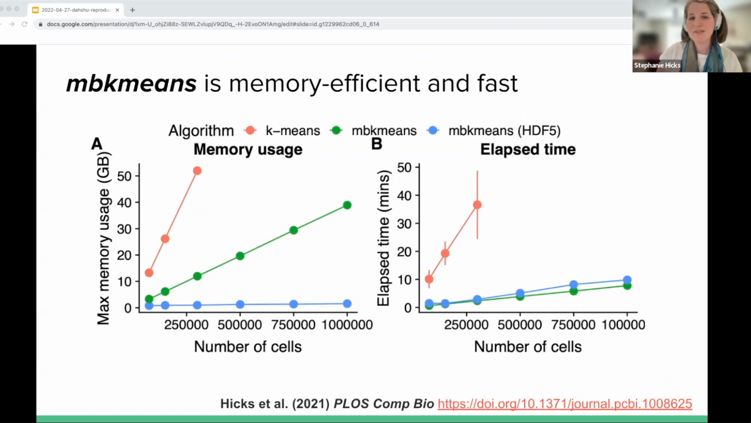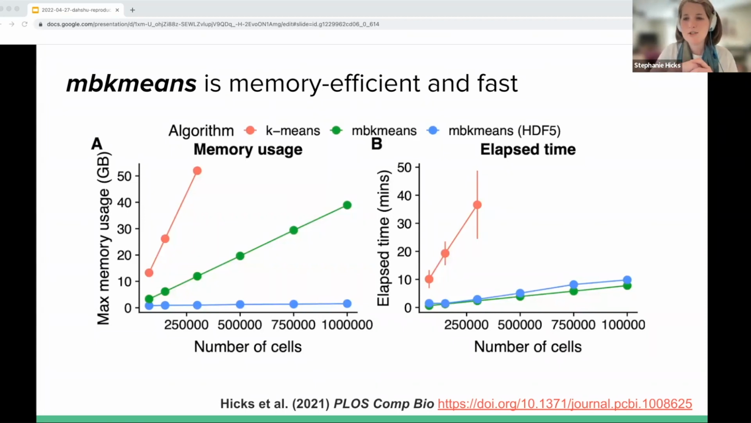The first thing I want you to know is that mini batch k-means is very memory efficient and very fast. So what we did is we started with a data set of 1.3 million neurons, mouse neurons from the brain, and we downsampled to smaller data set sizes of 75,000 up to 1 million. So that's on the x-axis there. These are different data set sizes that we downsampled from a larger matrix. And on the y-axis, I'm going to compare the max memory used in figure A on the left and the elapsed time on the right from running 3 different clustering algorithms.